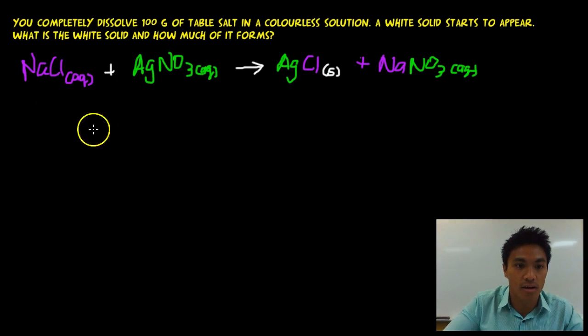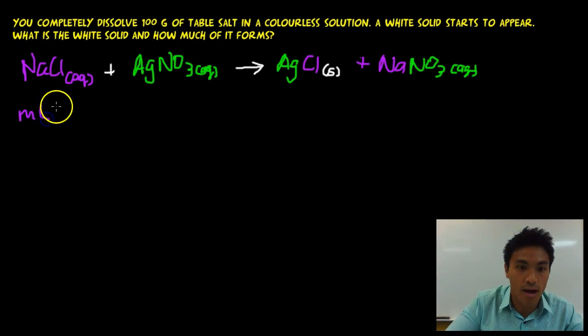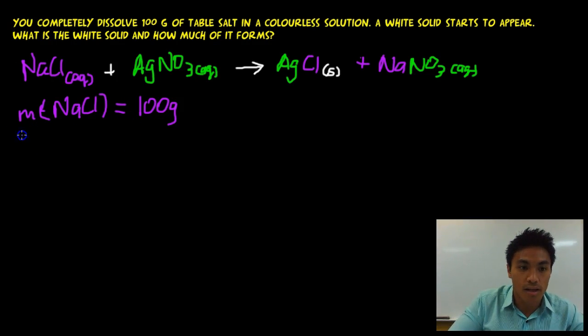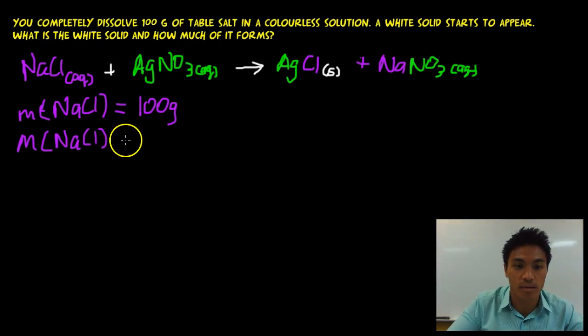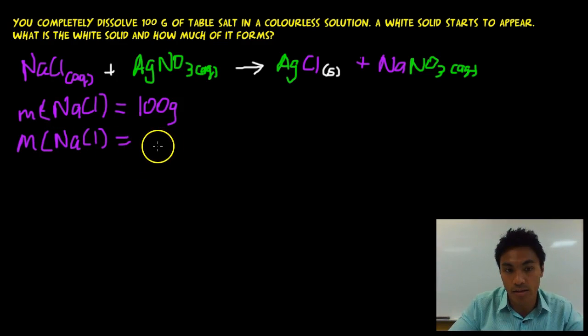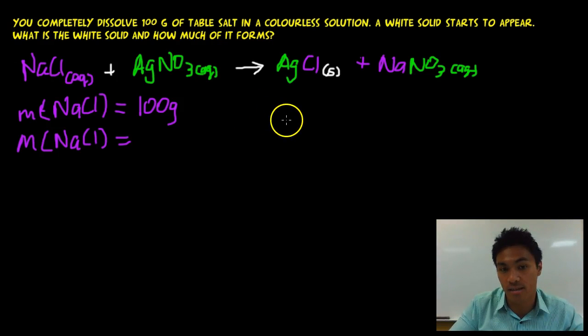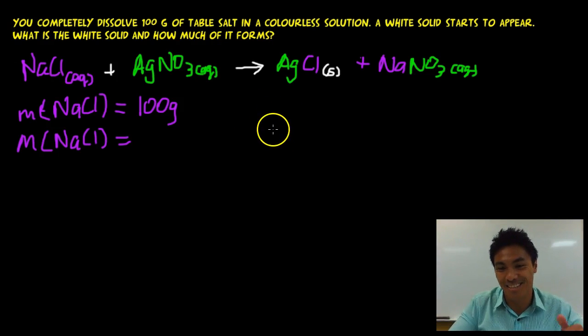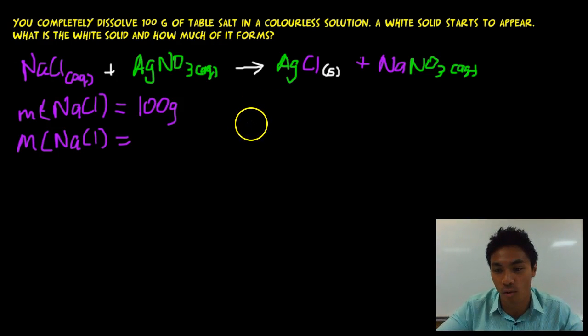So let's first start off with our mass of our sodium chloride, our table salt. We started off with 100 grams of our table salt. Then let's have a look at the molar mass of table salt. Molar mass would just be literally how much each atom weighs. So we have 1 atom of sodium and 1 atom of chlorine. Remember that 1 mole is just a quantity, just like a baker's dozen. A baker's dozen is 13, or just a dozen is 12. So if you have 2 dozen, then you have 24.